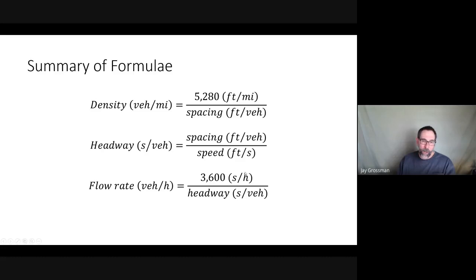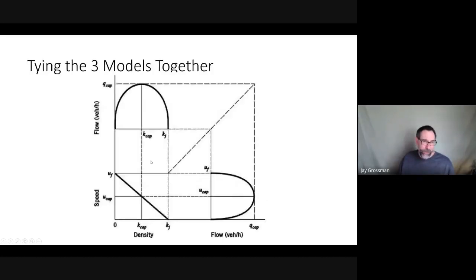And then finally, for flow rate, assuming headway in seconds per vehicle, if you take 3,600, the seconds in an hour, divided by seconds per vehicle, that gives you a flow rate in vehicles per hour, which is our standard unit. So everything's interrelated and connected. If you're given one of these, you can usually get to the others from it, and those are pretty common test questions. Just remember the models are all tied together.